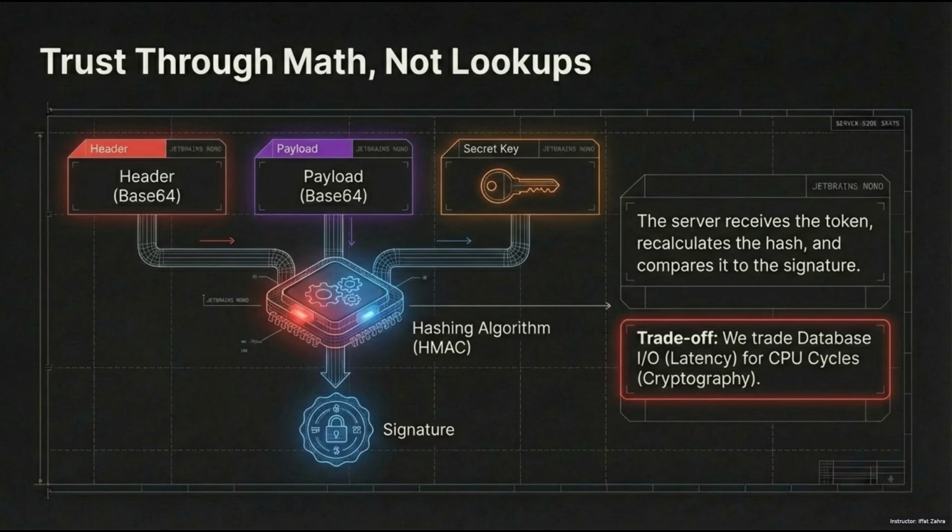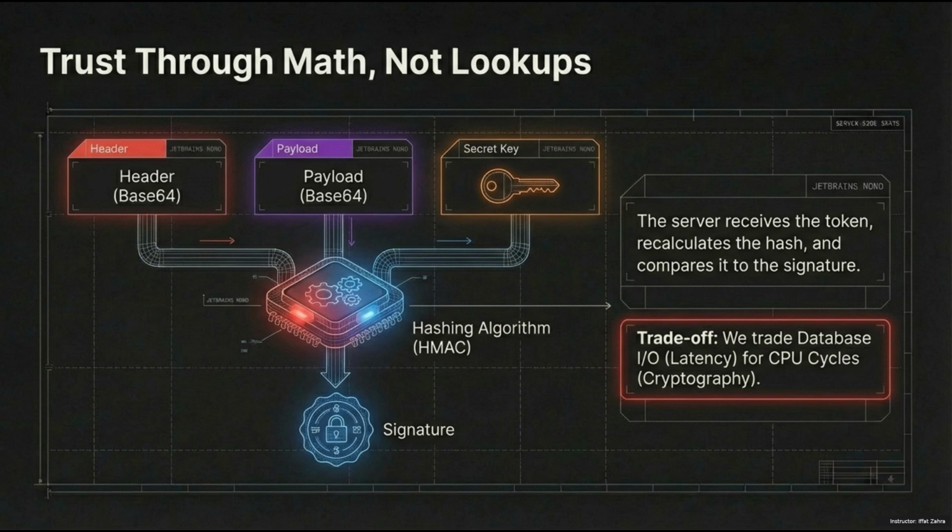And this right here, this is the fundamental difference. With old school sessions, the server had to ask its database, hey, have I ever seen this ticket before? It's a lookup. With JWTs, the server just looks at the passport and asks a mathematical question. Does the math on the signature check out? It's pure cryptographic verification, which means no database call and way, way faster performance.